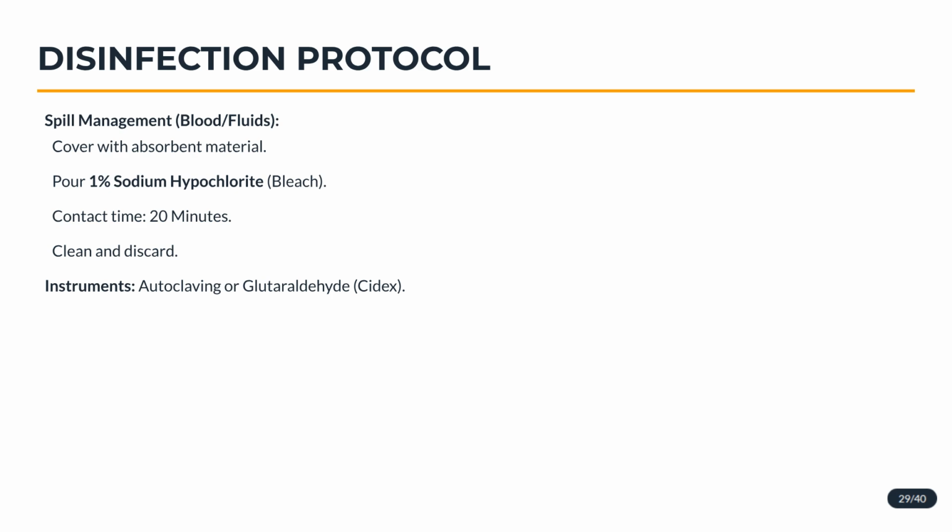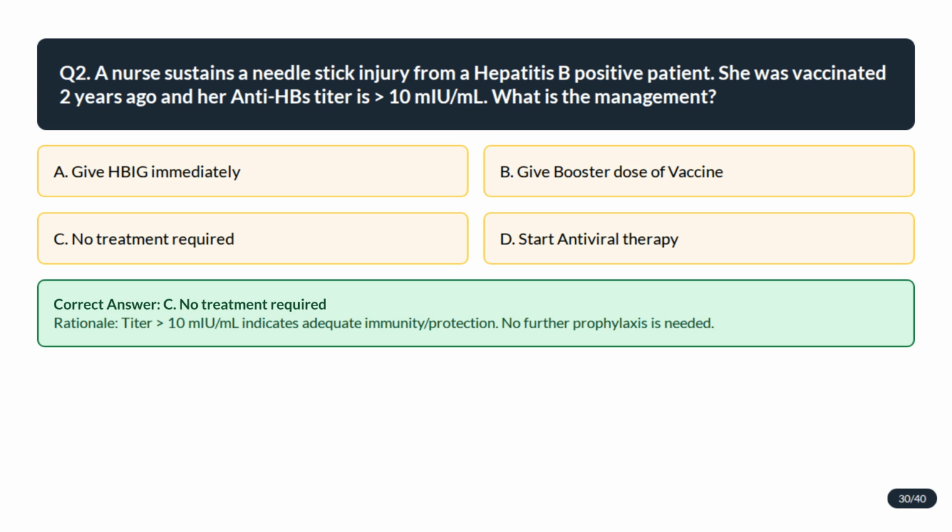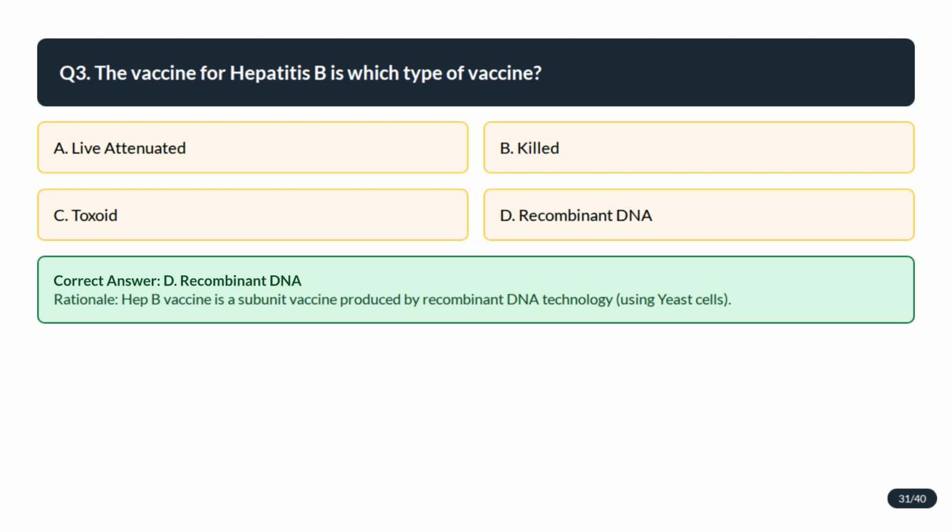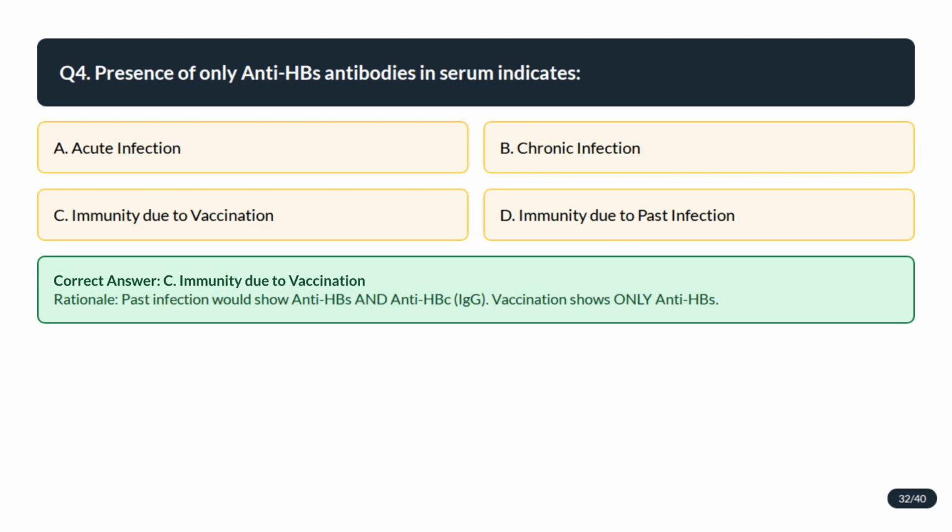The correct answer to the exam question here is C, no treatment required. The correct answer is D, recombinant DNA. The correct answer is C, immunity due to vaccination. The correct answer is D, hepatitis E.